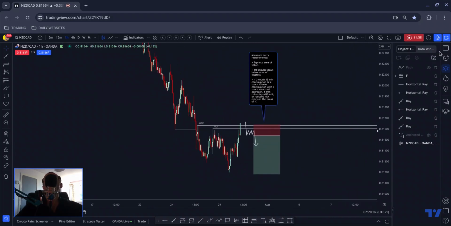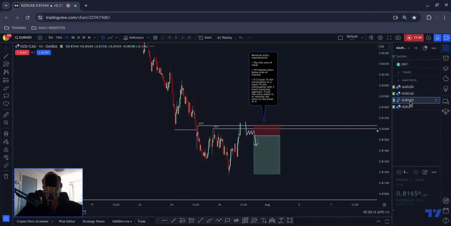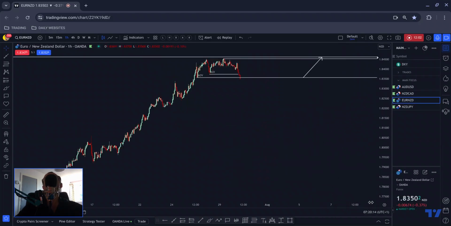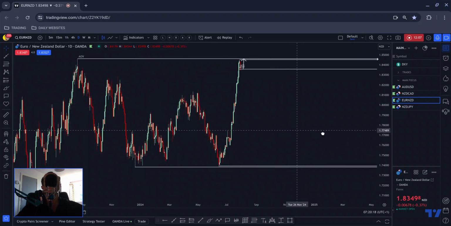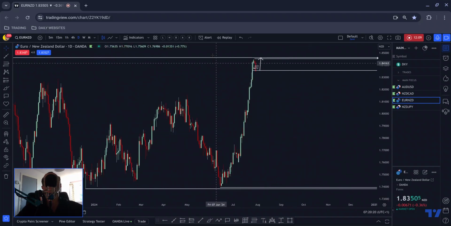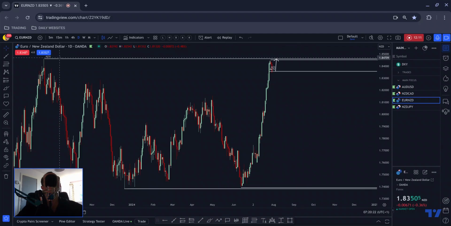So that is Kiwi CAD, and if I get through all of these in 20 minutes, it would be a miracle. So I've flipped my bias on Euro Kiwi, simply because if you remember yesterday, I was looking for price to tap the high, and it didn't tap the high, which gives me a reason to believe that we would likely gravitate back towards that high, and I shall explain why.